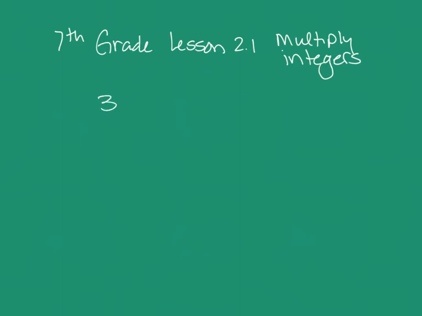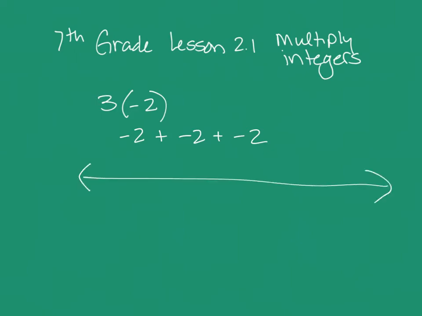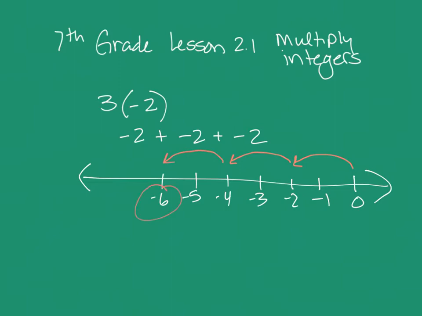So just remember that multiplication is a repeated addition, right? So if I have 3 times negative 2, I can say that that's negative 2 added to itself 3 times. And if I were to put that on a number line, it would look something like this. I would go negative 2, and then another negative 2, and then another negative 2, and that would end up at negative 6.